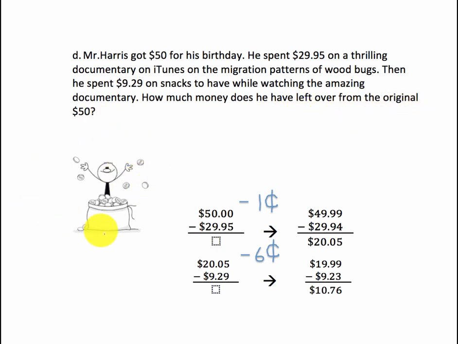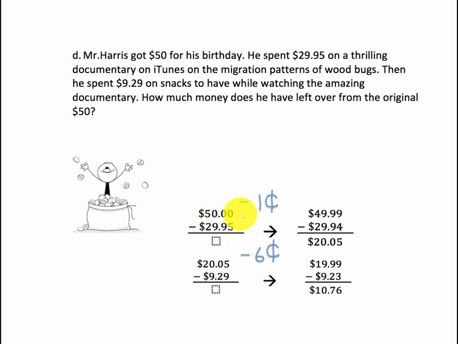Alright, so here I am with my $50, and we want to find out how much money is left over after purchasing that movie on iTunes and buying those snacks. So if I start with 50 and I'm going to take away that $29.95 for the movie, I could just subtract it like this. However, there's lots of zeros up here, so that would require a lot of regrouping. So we can just do a quick bit of mental math here, and I can just take away 1 cent from both questions, or sorry, from both numbers.